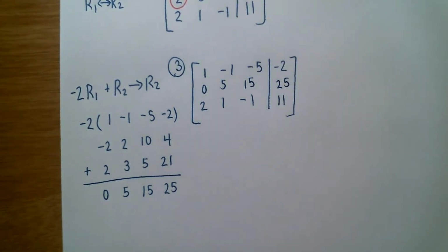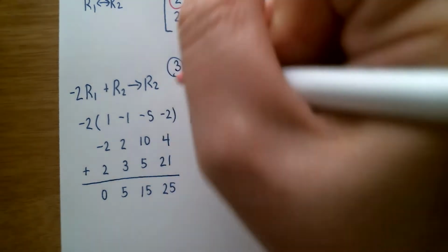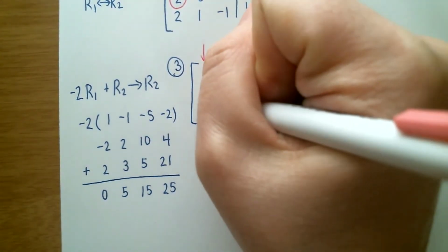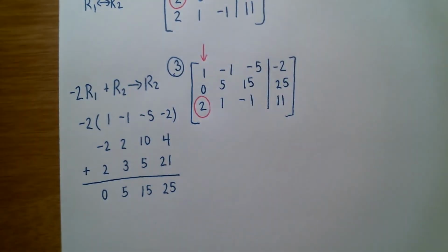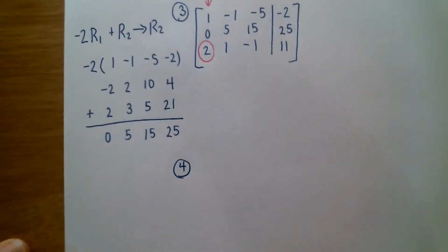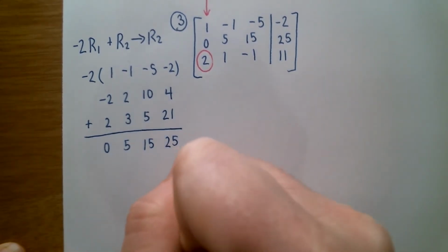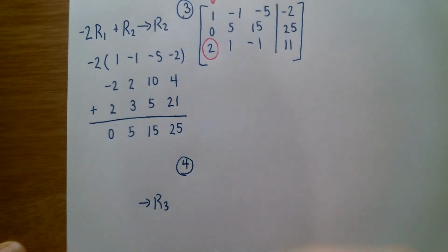Okay, keep going. Still working in column number 1. Now we've got to zero out this guy. Another application of the third row operation. So for our fourth matrix, we're going to make a change to row 3.